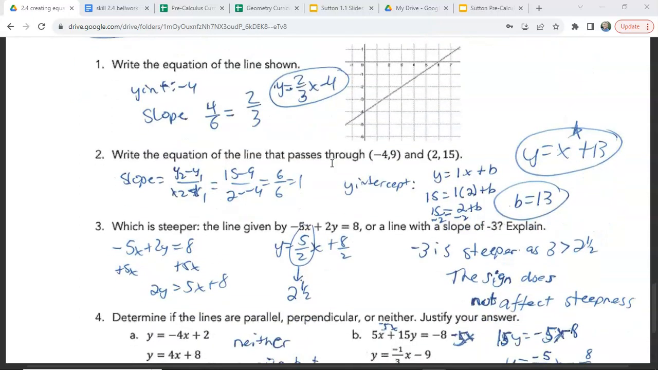Write the equation of the line that passes through these 2 points. So here we would want to use y2 minus y1 over x2 minus x1. So you want to label your points x1, y1, x2, y2, so that you can plug them into the right spot.